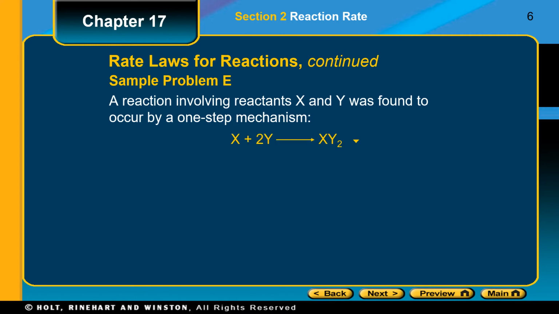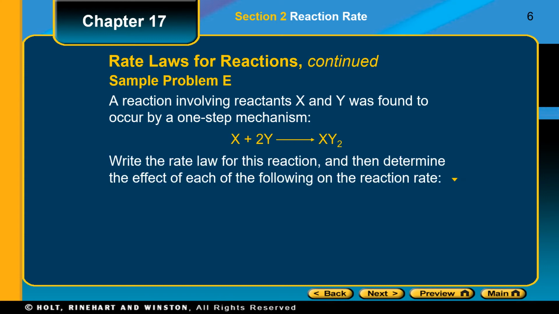So here we have this reaction: X plus 2Y forms XY squared. So X is reacting with Y, and then we're forming a larger molecule called XY. I said square, but it should be subscript 2. So it would be X di Y, whatever you want to call it. Okay, so we're going to write the rate law for this reaction and then determine the effect of each of the following on the reaction rate.